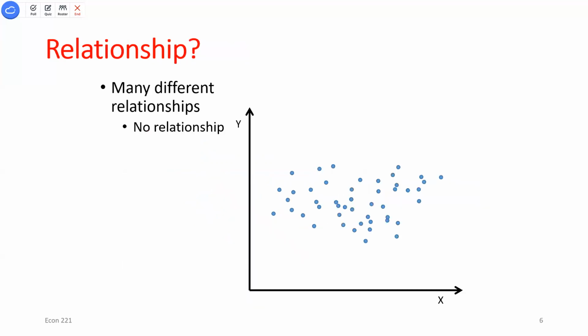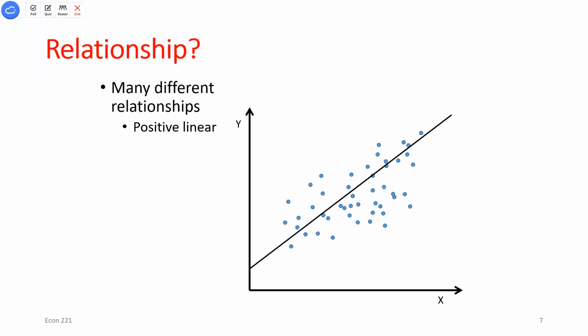What if it was no relationship? What's my slope here? 0. Yeah, right. As X changes, Y is not changing at all. So basically 0, if it's a perfect no relationship. And then we already talked about a positive relationship.